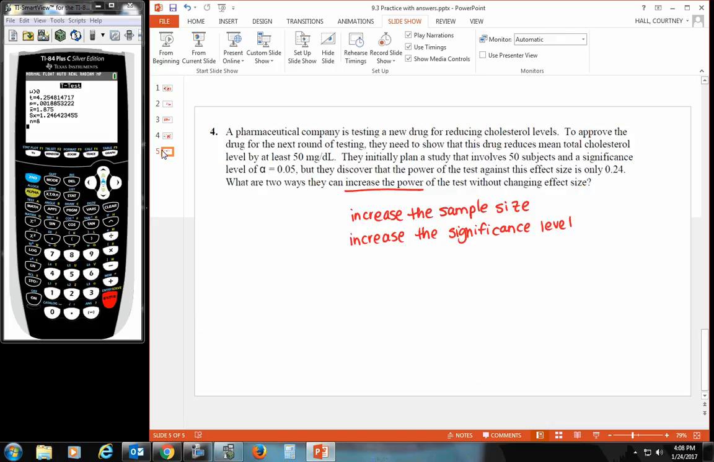And then your favorite question, if it's not your favorite question, I don't know how to make it your favorite. It's so easy. Just memorize: how do you increase the power? They give you this whole long scenario, but essentially their question is, what 2 ways can you increase the power? I just want you to memorize: increase the sample size, increase the significance level. That is what we have to know about increasing the power. How do you do it? You increase the sample size and you increase the significance level.